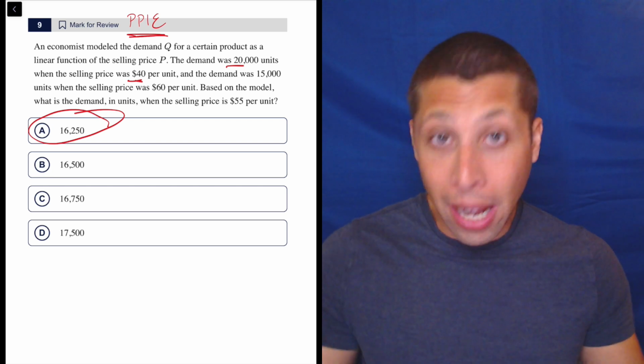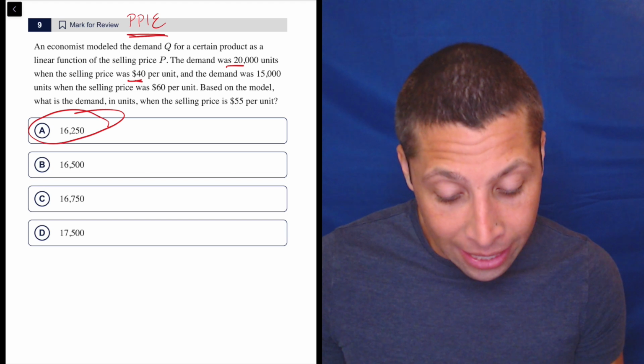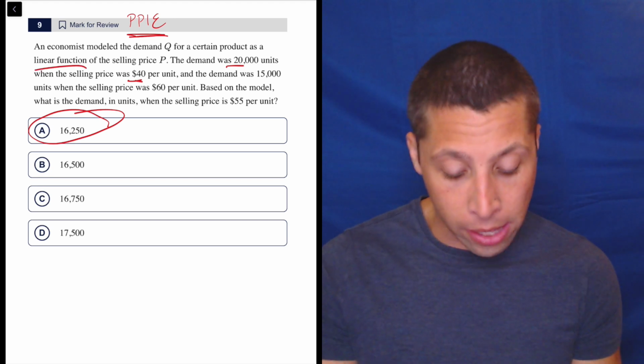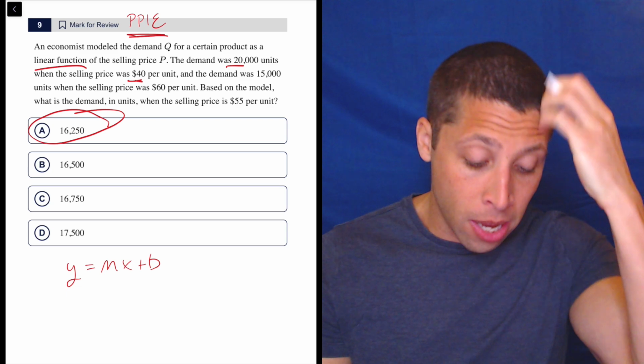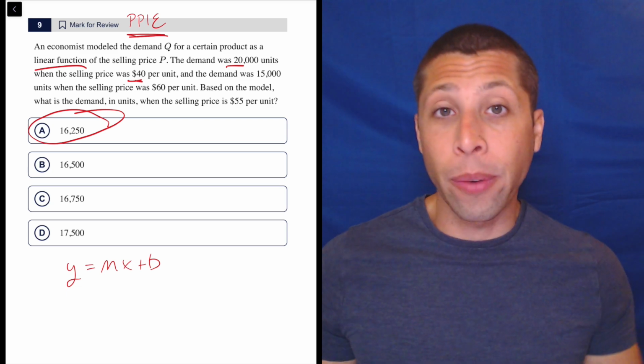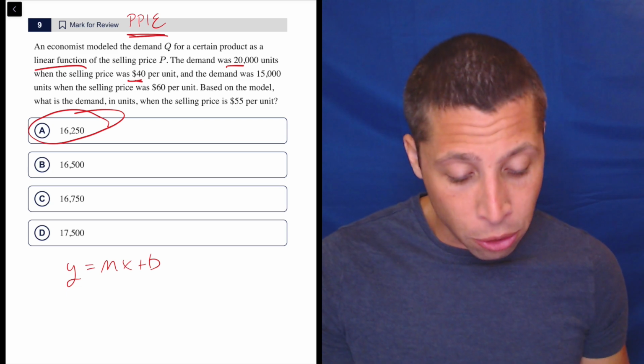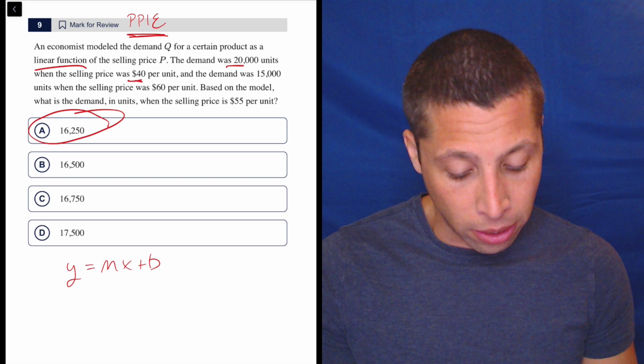There's no equation, but we know that if they say it is a linear function, it's going to follow the equation y equals mx plus b. So if I find the m and I find the b, then I know everything there is to know. So the first thing to do would be to find the slope of the line.